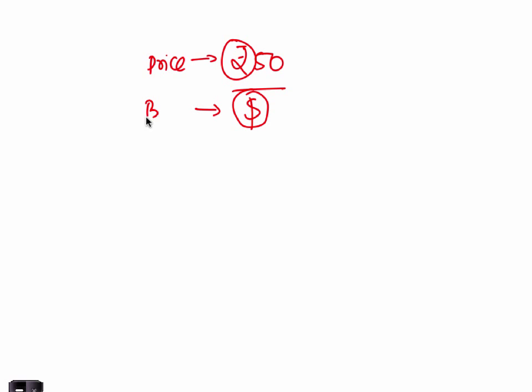Let us say we have a spot rate of rupees 50 for a dollar. The currency that we see in the numerator is called the price currency. And the currency that we see in the denominator is called the base currency. Now the best way to always look at the currency is to think of the denominator of the currency as some commodity.